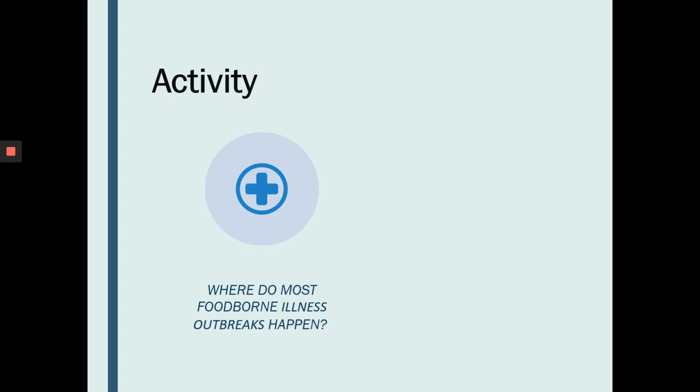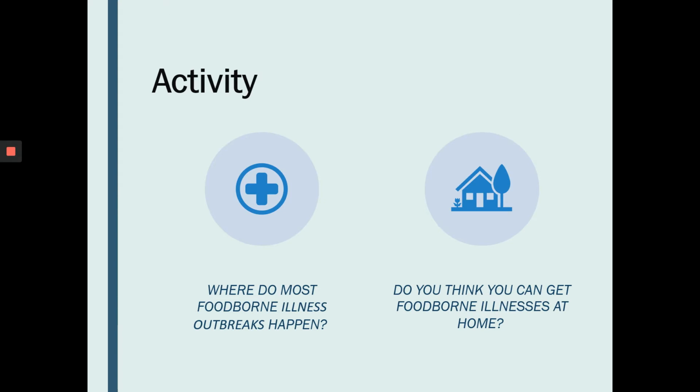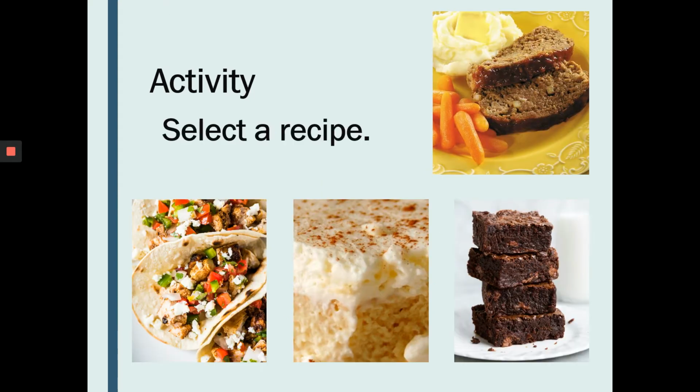Now we will do a short activity. Please take a few minutes to form small groups and discuss your answers to the following questions. Where do most foodborne illness outbreaks happen? Do you think you can get foodborne illnesses at home?